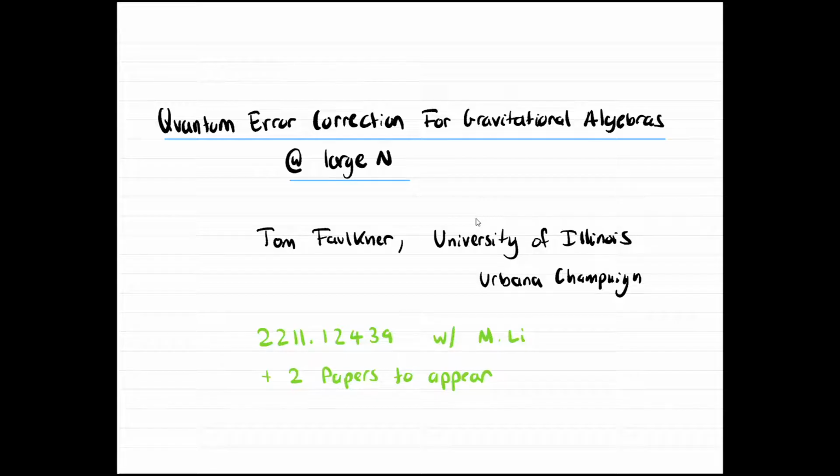So I'm going to tell you about quantum error correction for gravitational algebras at large N, and this is based on this paper. Now it's not working again. Sorry. Yeah, okay, so maybe I'll just use this. Yeah, so based on this paper and several papers to appear, and this is work with my student, Min Lee.